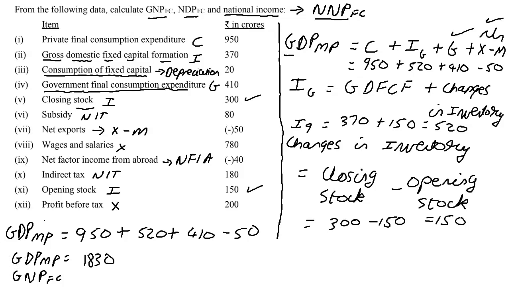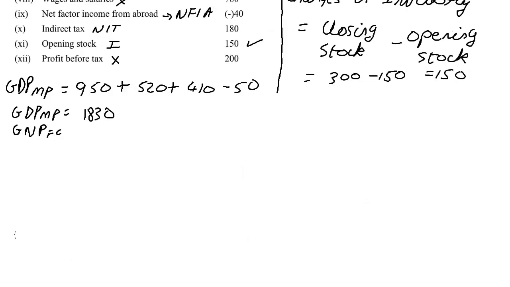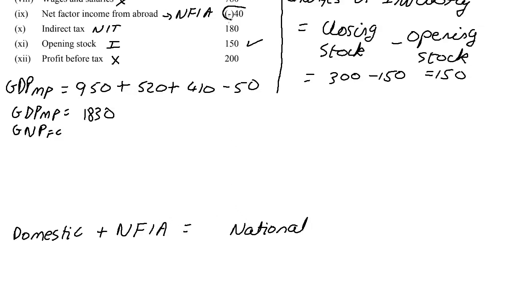Always remember, if you have domestic and you want to reach national, what you need to add to get there is net factor income from abroad, NFIA. Do that and you'll get national. So domestic to national, done.